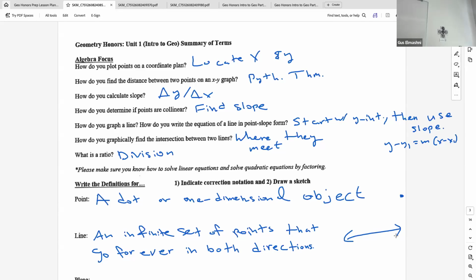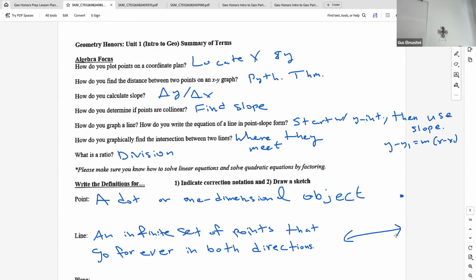How do you graph a line? It usually helps to start with the y-intercept and then use the slope to get the second point. Or if it's in point-slope form, you'll be given a point anyway, x1 and y1, and use the slope to get the second point. How do you find the intersections where they meet?